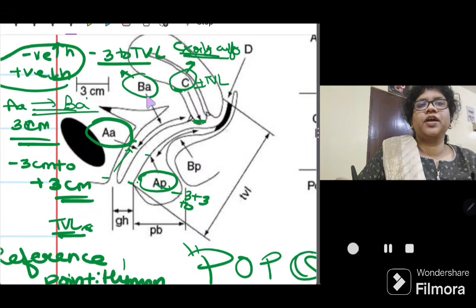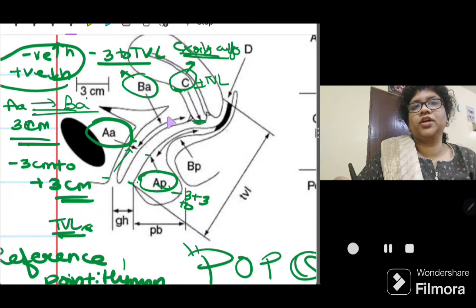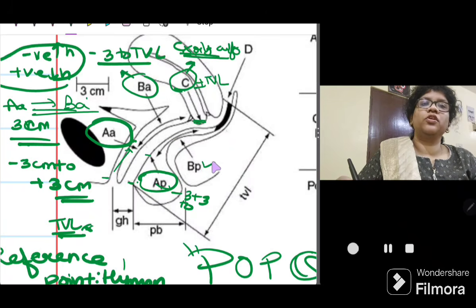BP, in a similar fashion, is the most dependent part of the vaginal wall in the posterior vagina. So the most dependent part of the posterior vaginal wall corresponds to BP. Again, this can range from -3 to TVL.